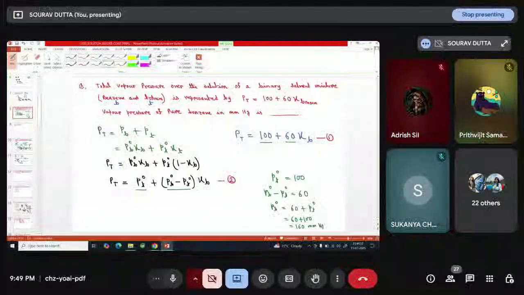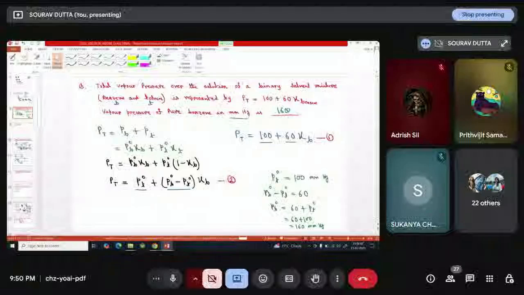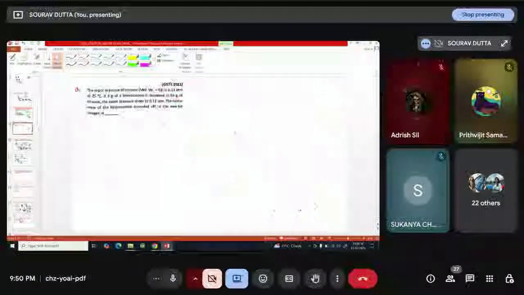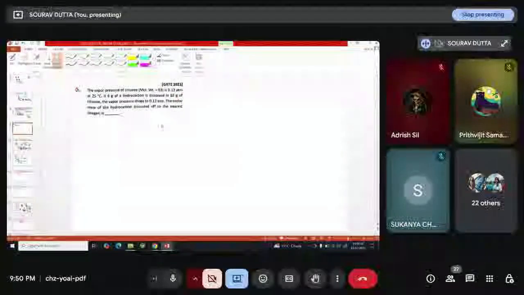160 mmHg. These are NAT type questions, so the answer is in mmHg. The answer is 160. This type of question can be asked in your GATE or other competitive exams also. Clear? Next, this question has come in GATE 2021 chemistry.